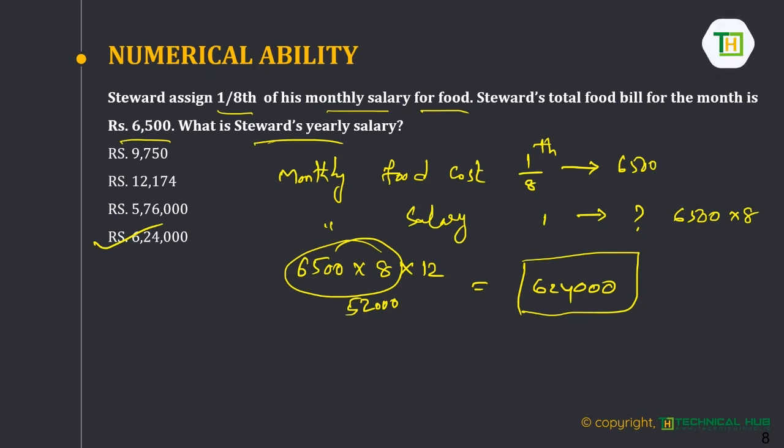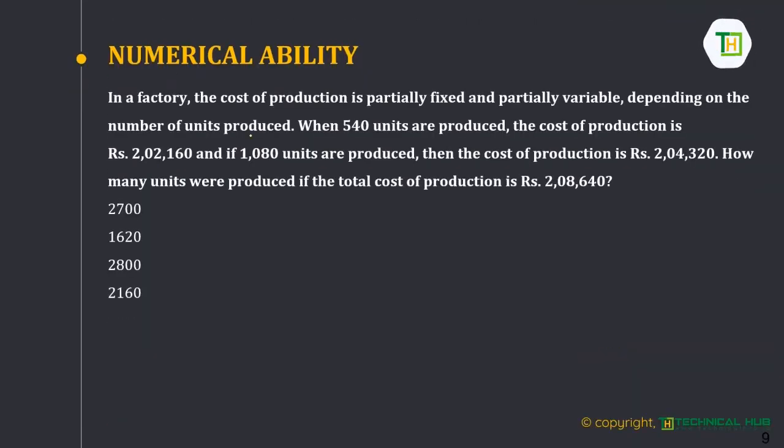Next, in a factory, the cost of production is partially fixed and partially variable, depending upon the number of units produced. Listen carefully, I think this problem was already explained in the previous test. Once again, I will repeat the question.